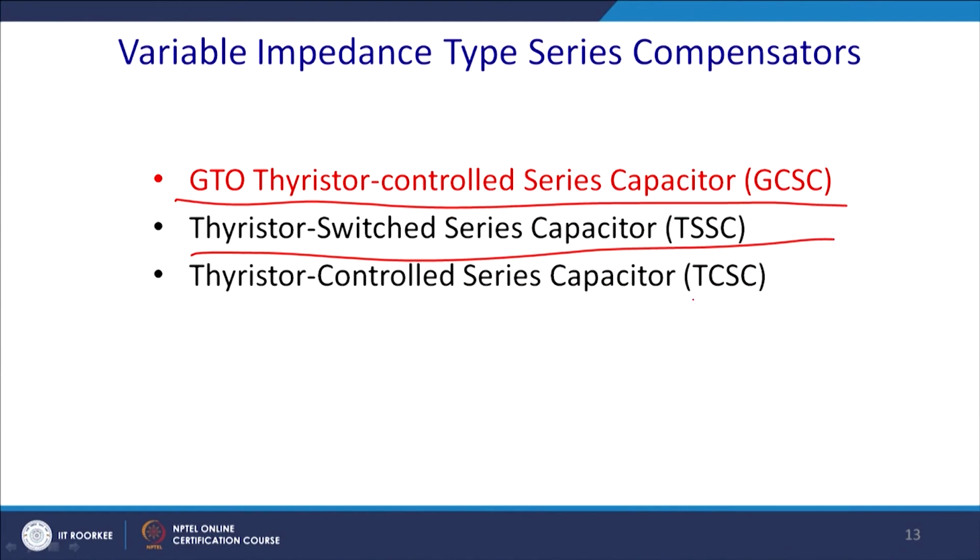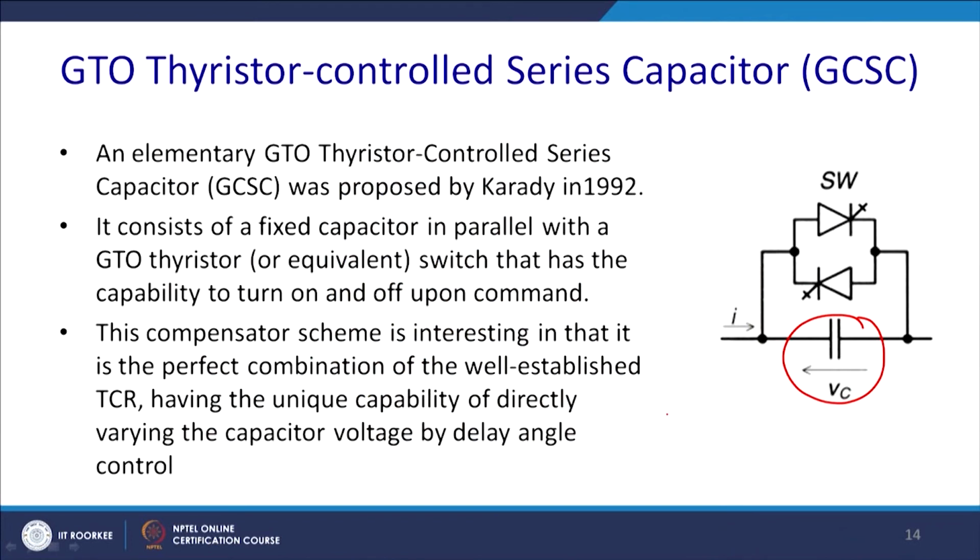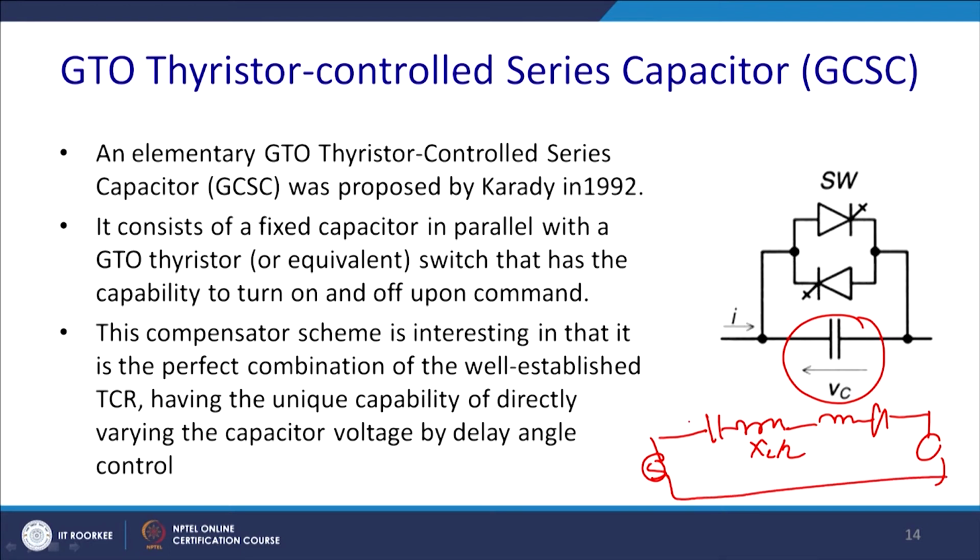Thyristor-controlled series capacitor, GCSC, that is also thyristor control. Let us see how it works. You will place this capacitor in a transmission line. Let us recall our first diagram, the two machine theory. Thereafter, we have put a capacitor, so we split the inductor into XL by 2 and again XL by 2, and this is our model. And here it will be a variable capacitor.